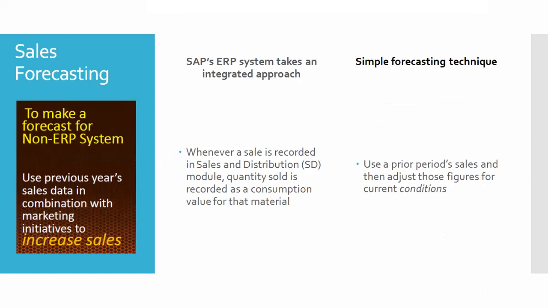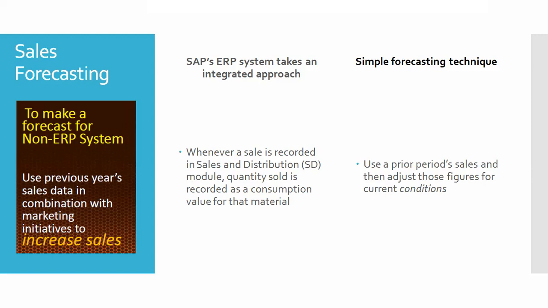So sales forecasting: basically, it is to make a forecast for a non-ERP system, and you have to use the previous year's sales data in combination with marketing initiatives to increase the sales. So how can you increase the sales? All these things, forecasting and all, depend upon how previously you have carried on your process of the data. SAP ERP takes an integrated approach, and it is a simple forecasting technique.